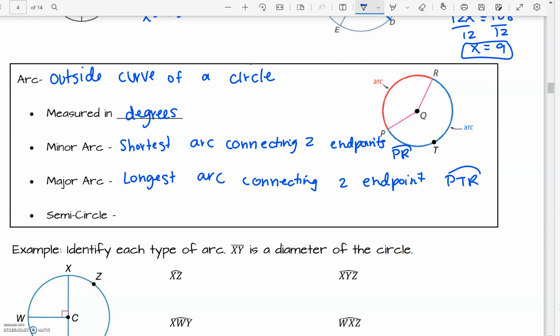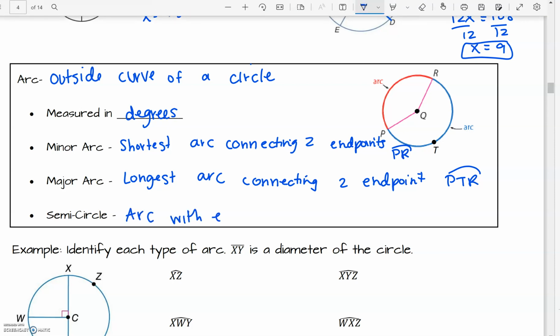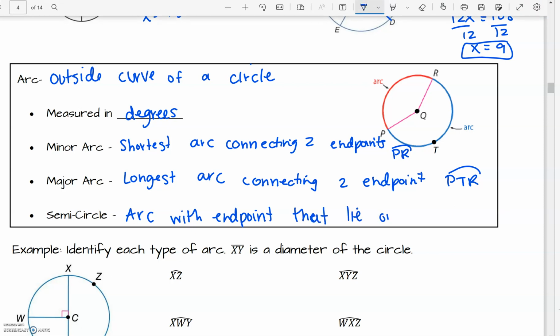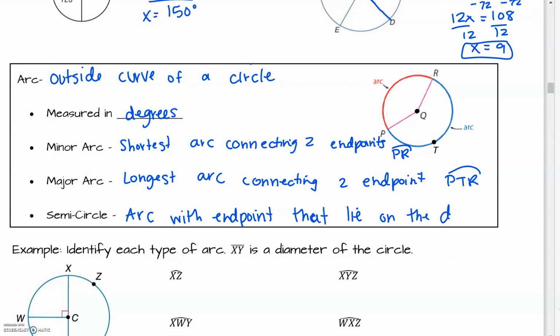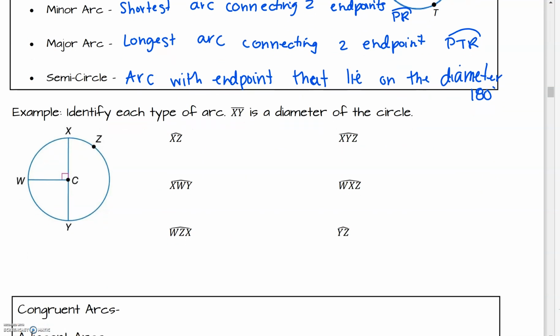And then the semicircle, we talked about above, is the arc with endpoints that lie on the diameter. So 180 degrees. It's a semicircle. So we're going to label our stuff here.